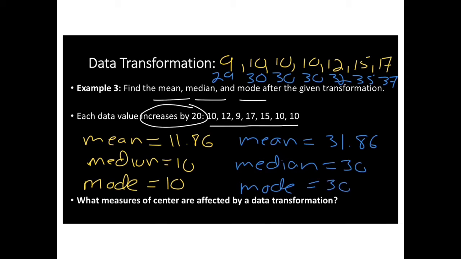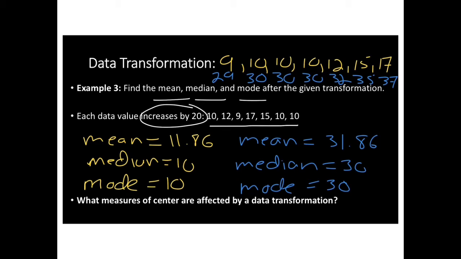So now what we want to look at is what changed and what stayed the same, or how did things change? Let's look directly at our mean. The original mean was 11.86. The new mean is 31.86, and we increased every number by 20. Notice the difference from the original mean to the new mean is exactly that 20. So if we increase the entire set by 20, that means our mean is going to increase by 20 as well.